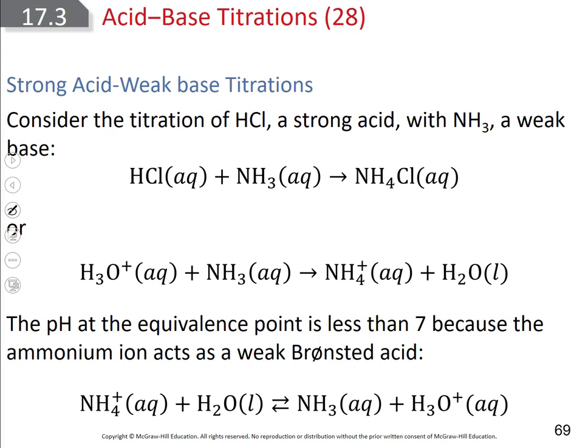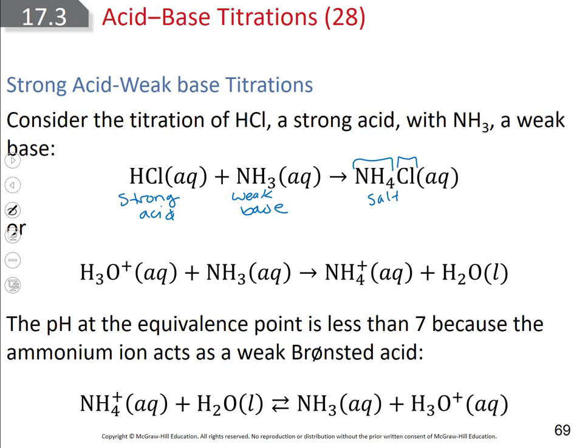So looking at this reaction, hydrochloric acid is our strong acid. Ammonia is our weak base. The product of this is ammonium chloride, which is a salt. It's an ionic compound that is water soluble. This is a salt. Is that a neutral salt, an acidic salt, or a basic salt, though? How can we figure that one out? We've got two parts of the salt. We have the ammonium part and we have the chloride part.